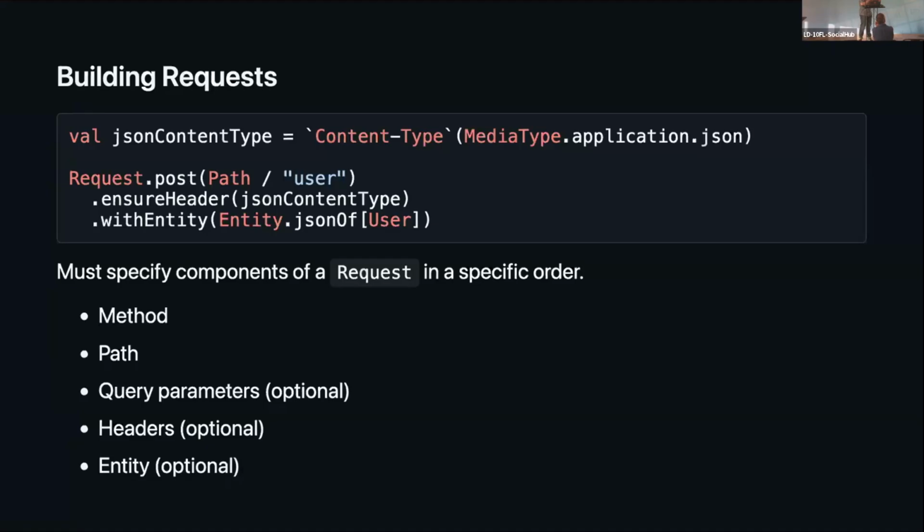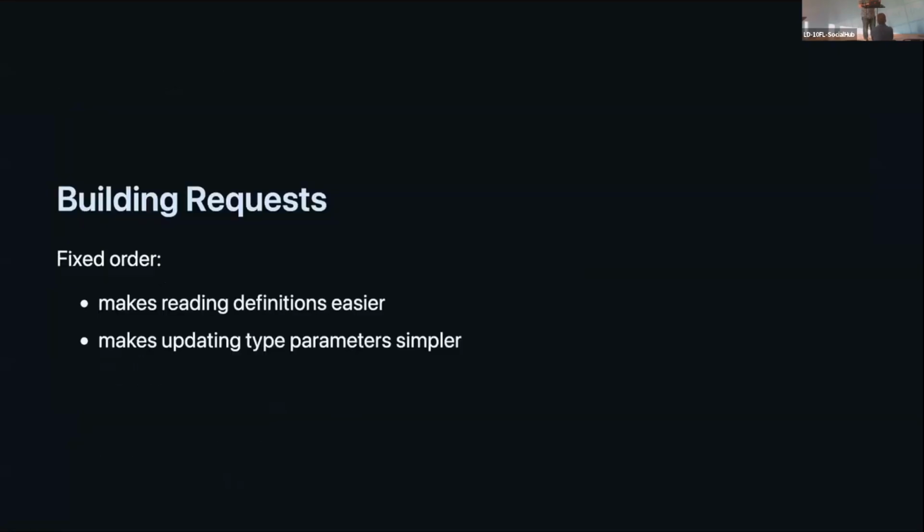Okay. So one thing that crop requires is that we specify these parts in the order that's shown here. You always have to have a method and a path. That's required for a root. Then you have optional query parameters. Then you have optional headers. Then you have optional entity. And it's in that order. So why? Why do we do that? Well, there are 2 reasons.